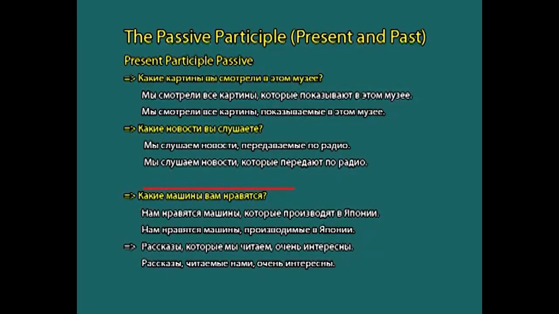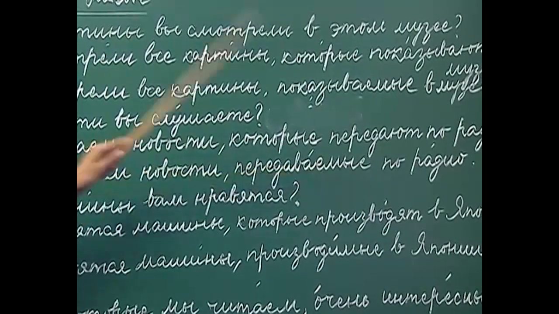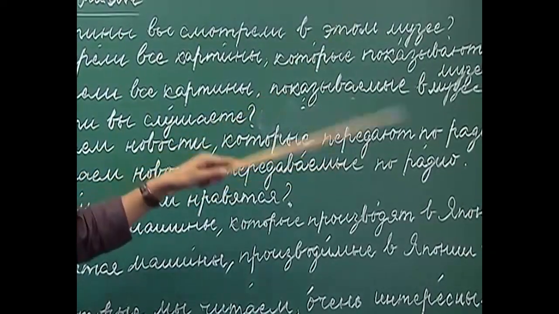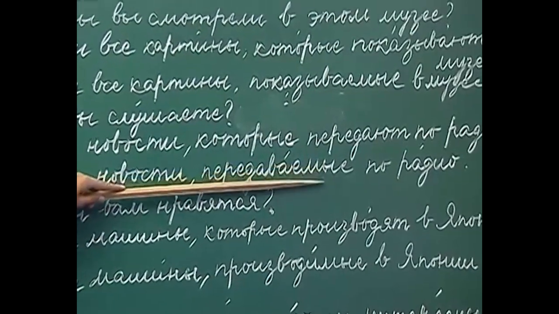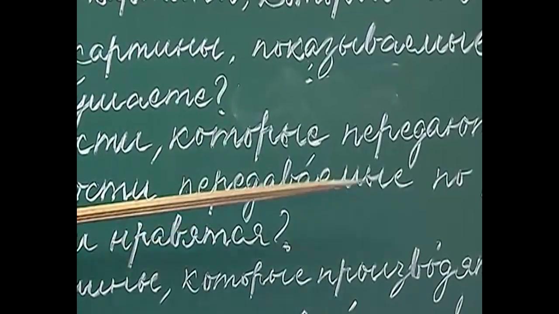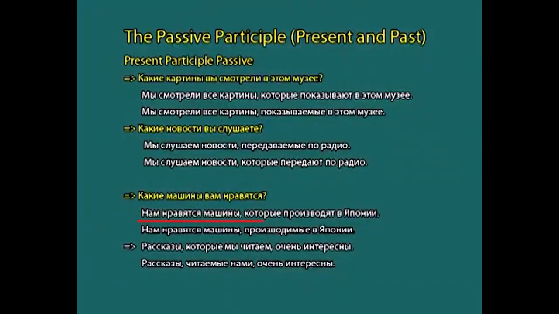Мы слушаем новости, передаваемые по радио. So, here we are using the present participle passive. So, which are being broadcast. So, here the action is in the passive voice, that is why we are using the present participle passive, and the action is taking place in the present, that is why present tense. The next question we have is какие машины вам нравятся?